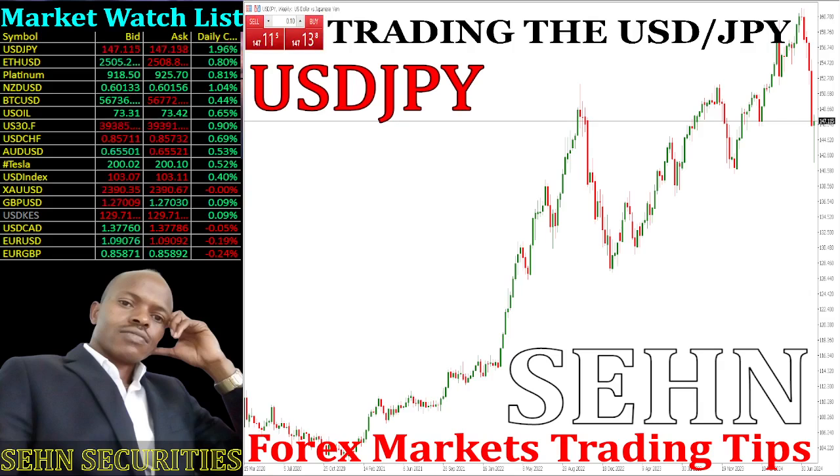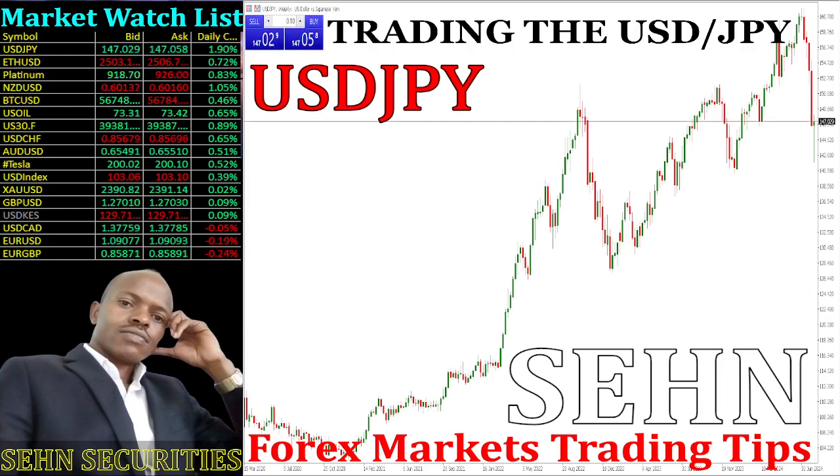Typically, strong GDP growth and rising inflation rates in the United States bolster the US dollar, while Japan's economic performance, often marked by deflationary pressures and modest growth, can lead to the depreciation of the yen. However, the yen's status as a safe haven currency adds complexity. During times of global financial turmoil, investors flock to the yen, driving its value higher despite Japan's economic fundamentals.